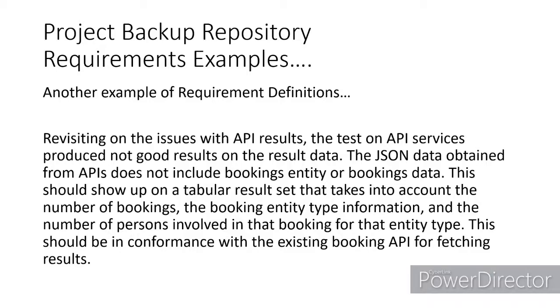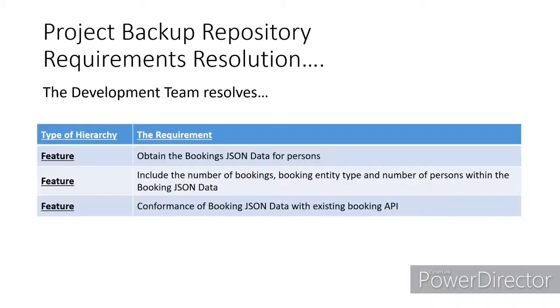This should show up in a tabular result set that takes into account the number of bookings, the booking entity type information, and the number of persons involved in that booking for that entity type. This should be in conformance with the existing booking API for fetching results. So this set of requirements has been resolved into 3 requirements consisting of features only.